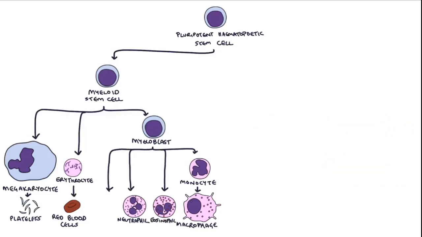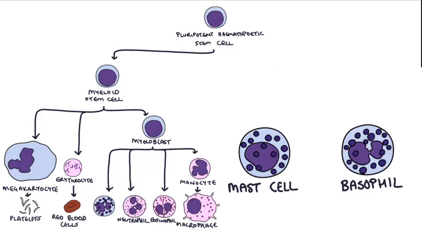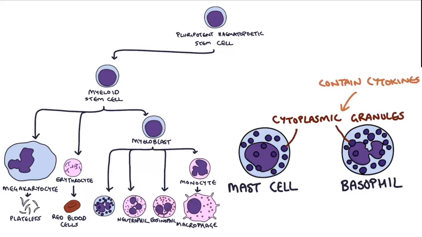So the myeloblasts can also become mast cells and basophils, and these are two very similar types of cell that both contain cytoplasmic granules that have various cytokines in them, and they can be released in response to a pathogen, again by degranulation. The main difference between these two is that mast cells are fixed in place in the tissues, whereas basophils circulate through the blood.